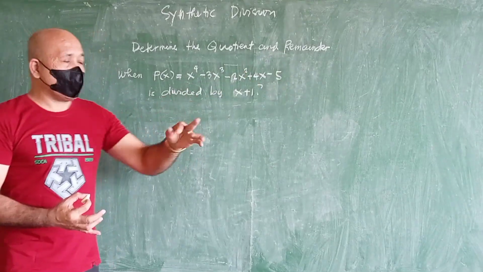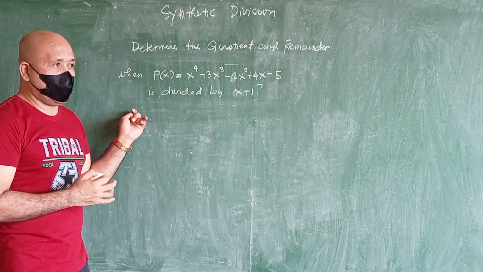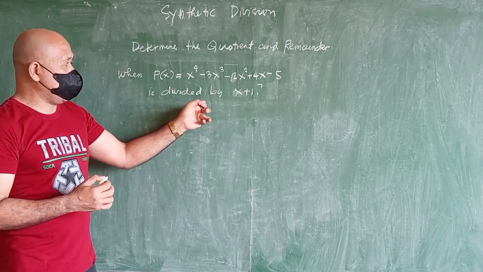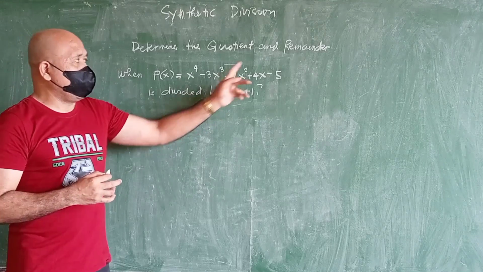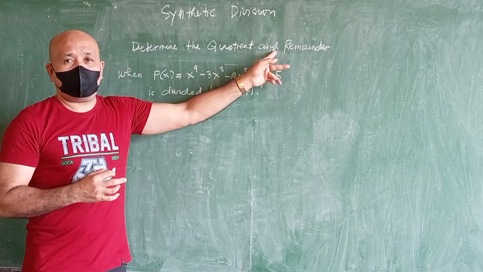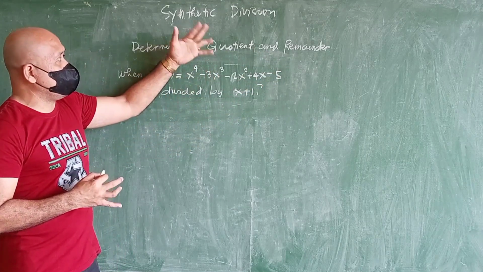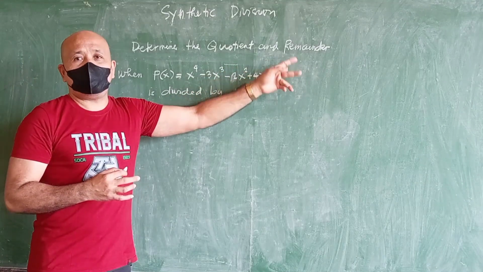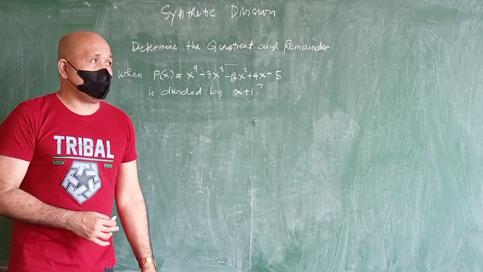So as you can see, for the remainder theorem, this is the given question, and you only have to determine the remainder. And even if you will be using synthetic division, you will still get the same remainder, which is negative 7 at the end, and we will find out that one later.